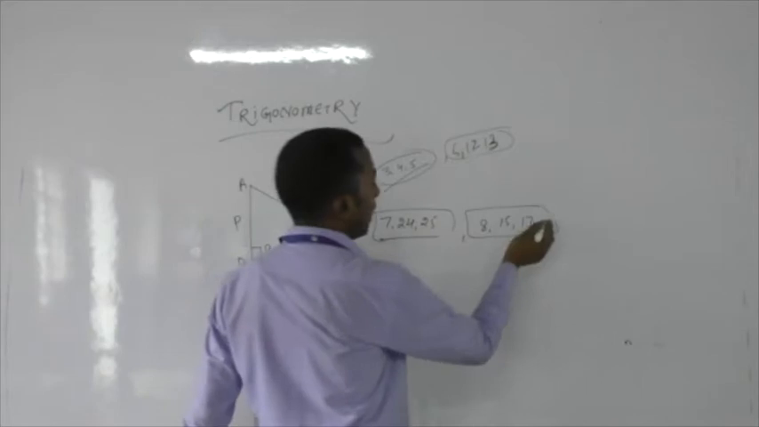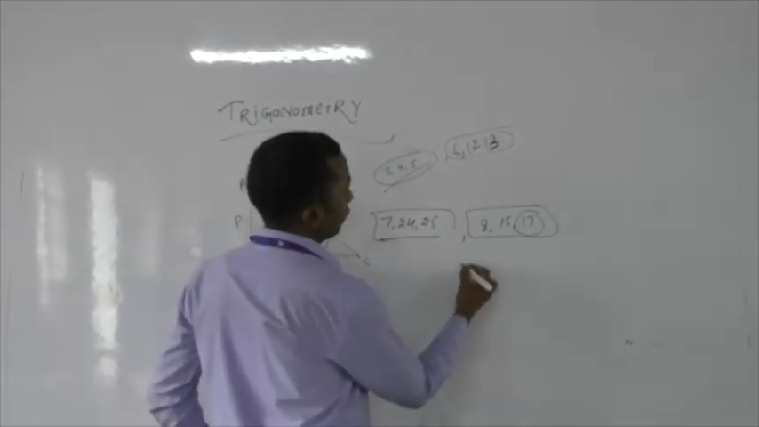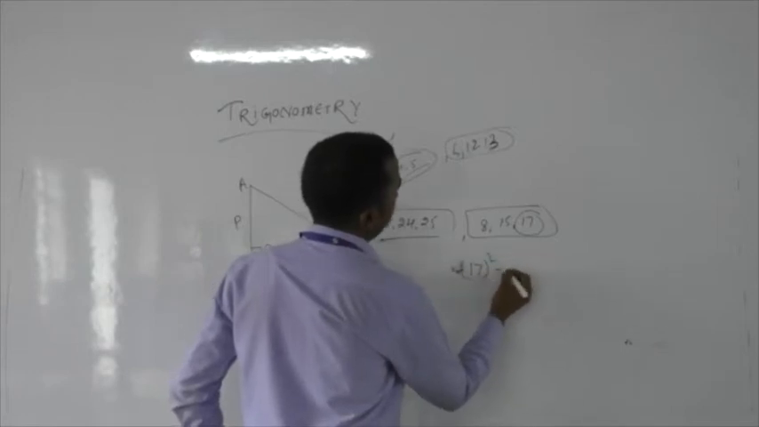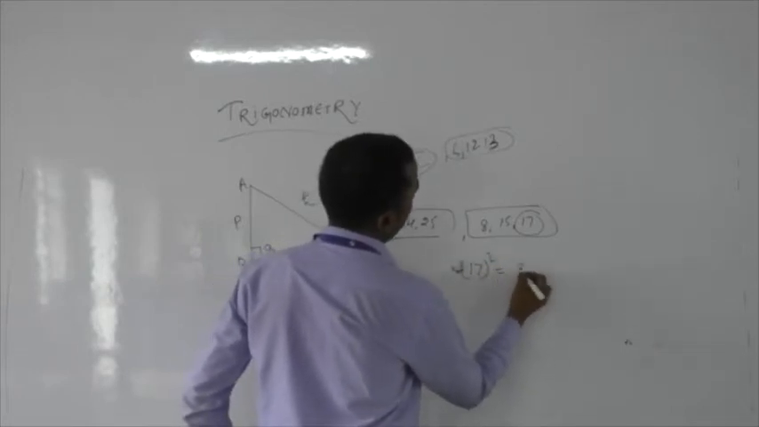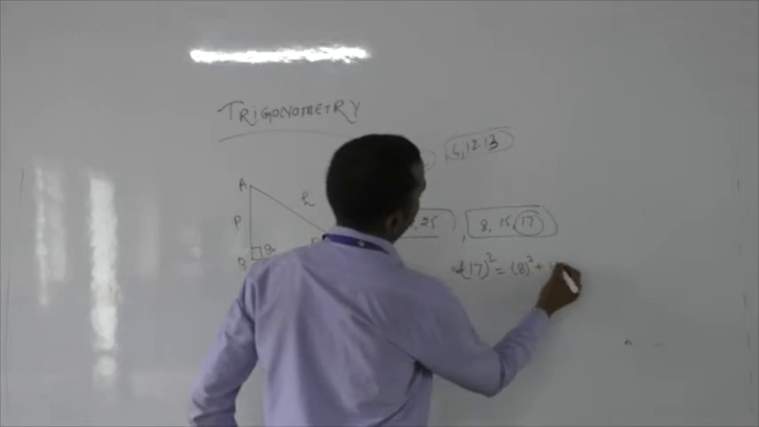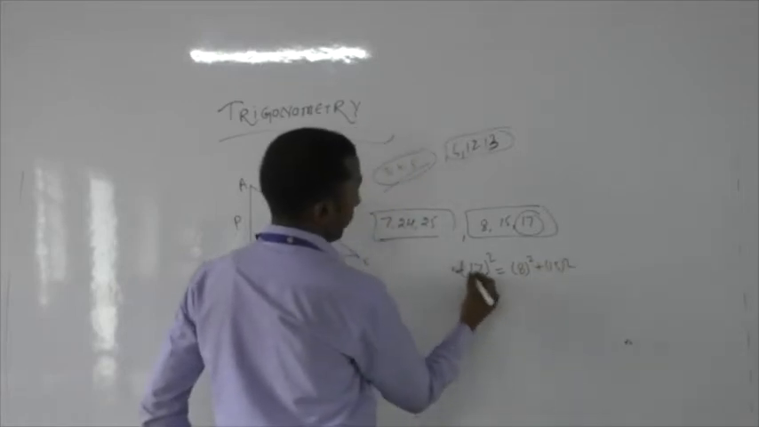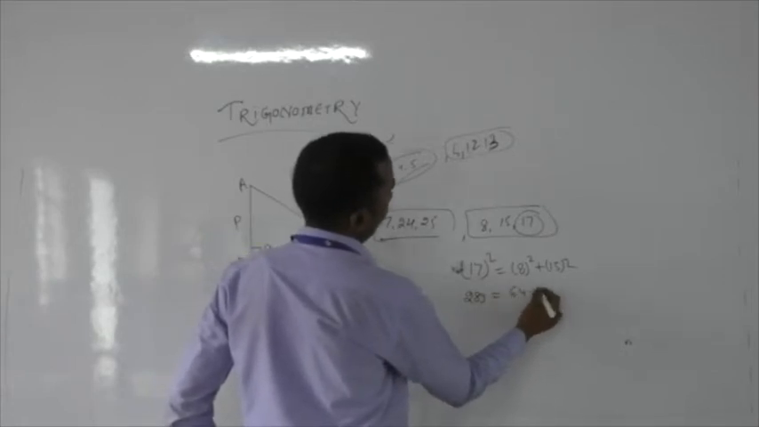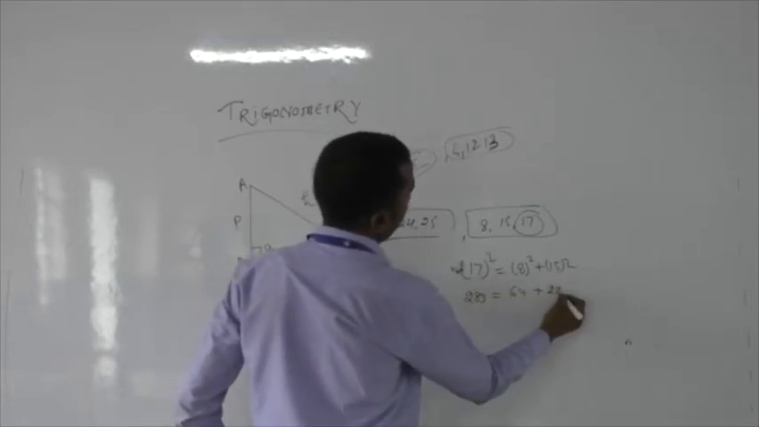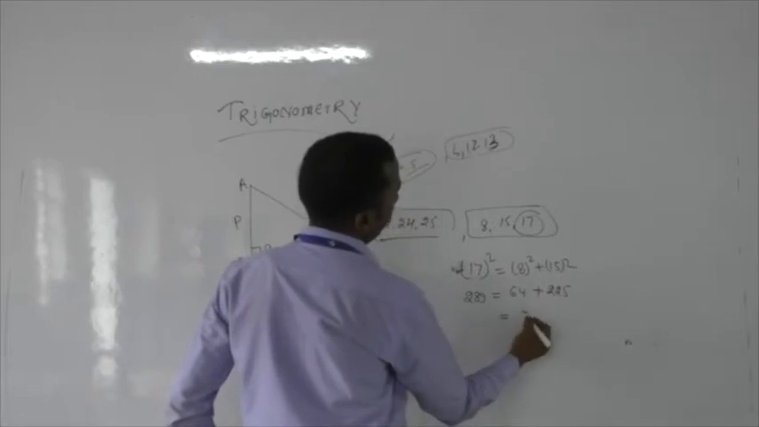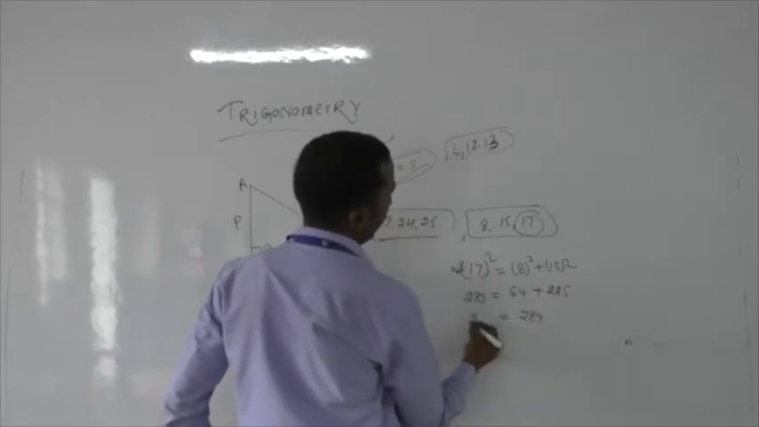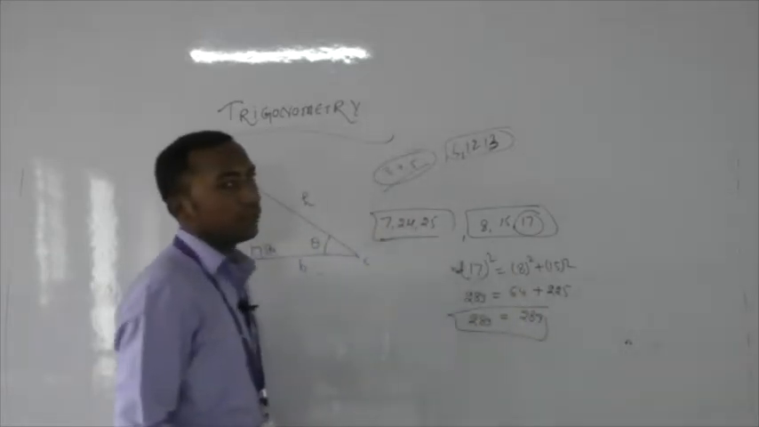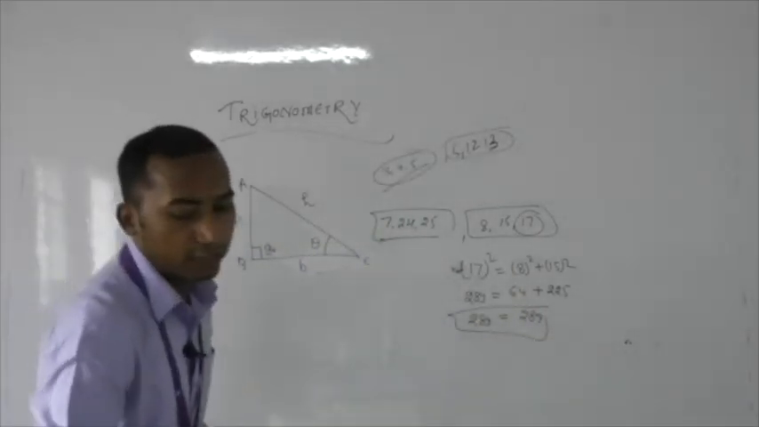17 is the hypotenuse. So hypotenuse square, 17 square, is equal to the sum of the squares of the remaining sides, 8 square plus 15 square. 17 square is 289, 8 square is 64 and 15 square is 225. If you add, you will get 289. So 289 is equal to 289. These two sides are equal, so this is also another Pythagorean triplet.